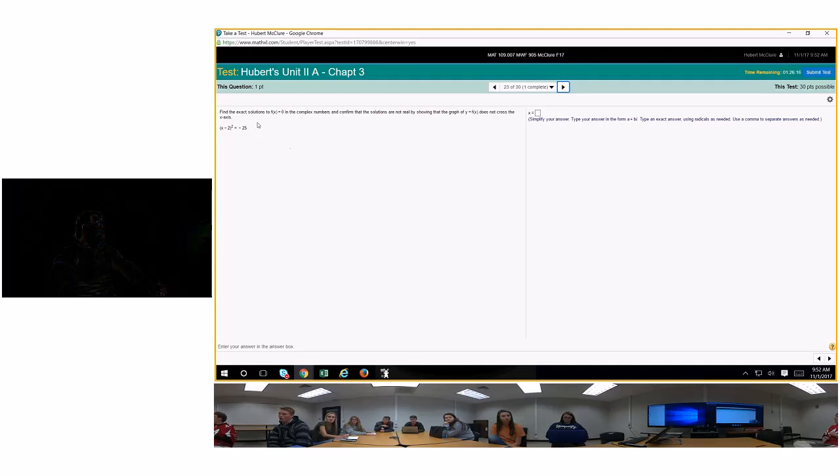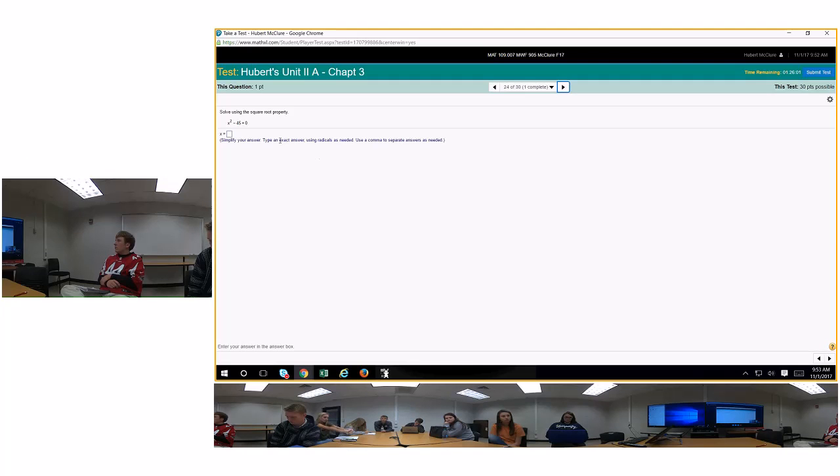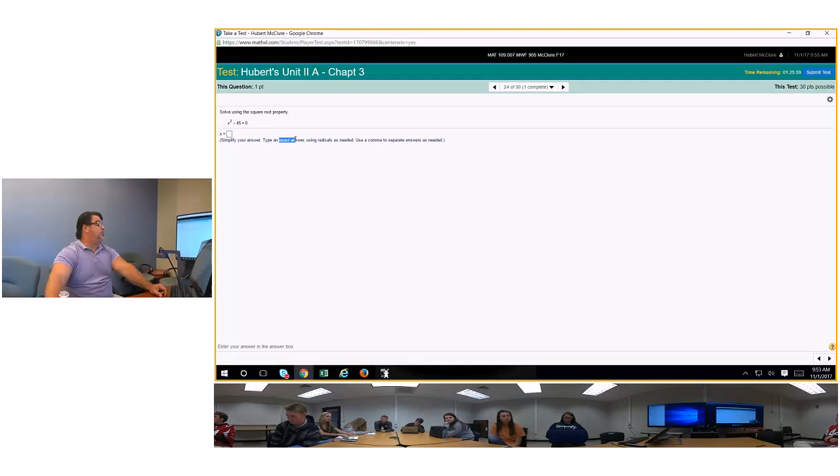This one is intercept form. What is the intercept? What is the vertex? That comes from completing the square. Square root of 45. What kind of answer does it say to type? What does it say there? Exact answer. Exact. That means the radicals.